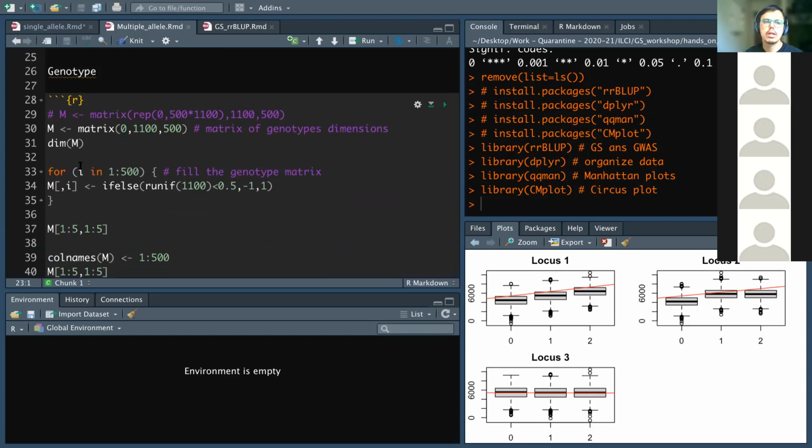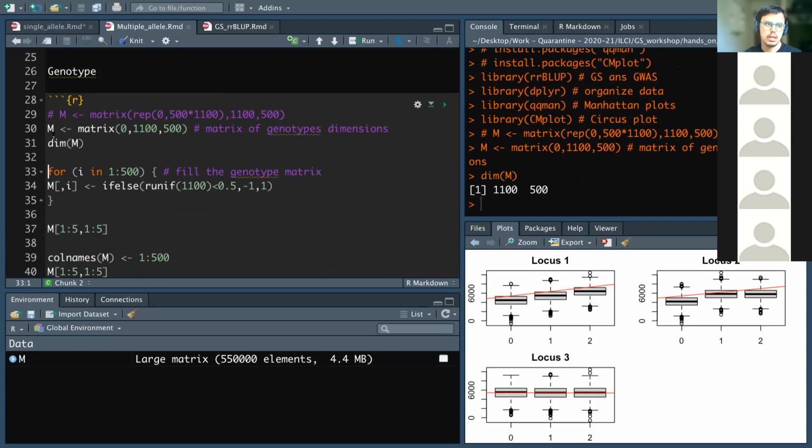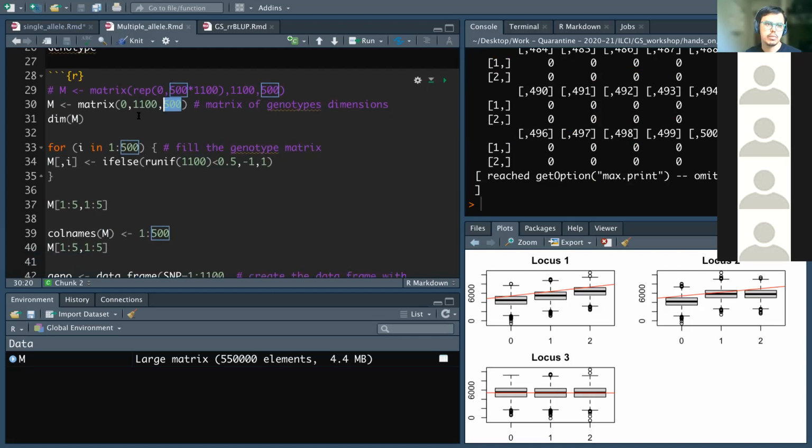And now we're gonna make our lives a little more difficult. So we're gonna produce genotypes again, but now we're gonna produce more data. The first thing that we're gonna do is create a matrix, and this matrix is just gonna have zeros. You can watch the matrix here. It's just a matrix with zeros, and we're gonna simulate 1,100 markers with 500 individuals. Why? There is no reason for that, just because I wanted those numbers.